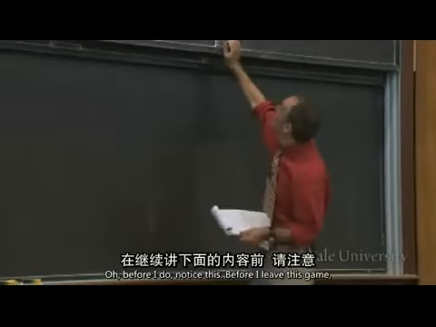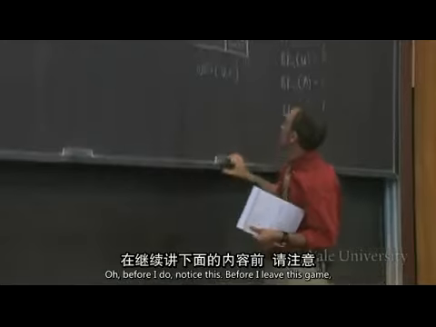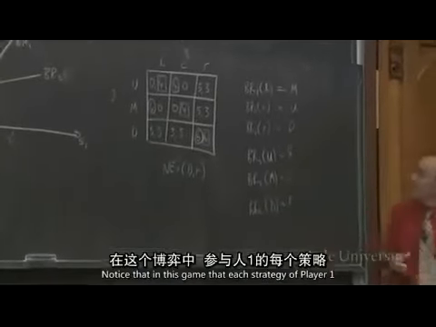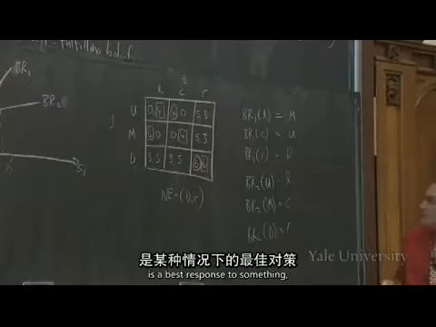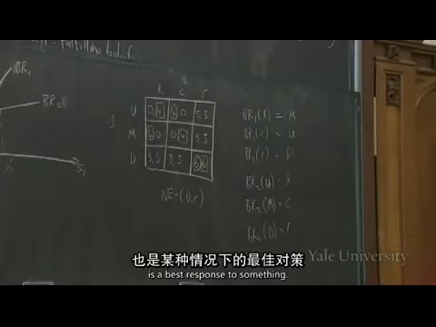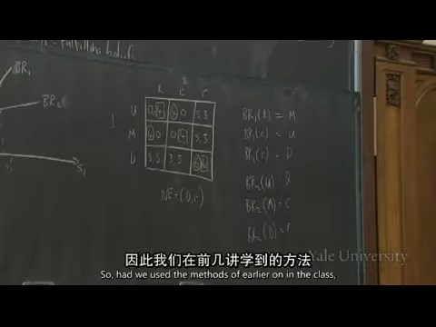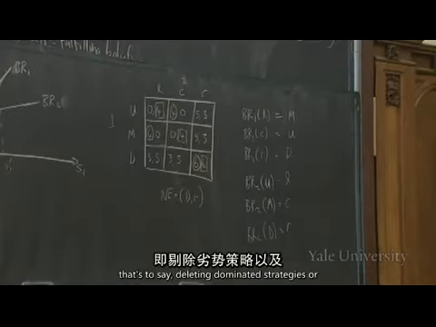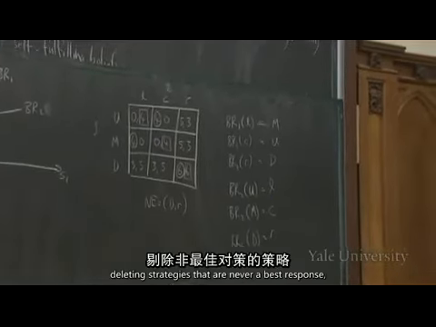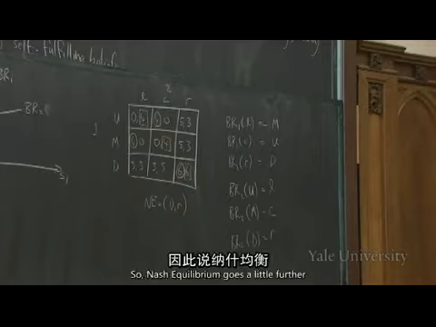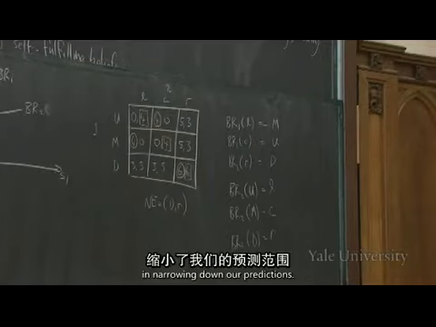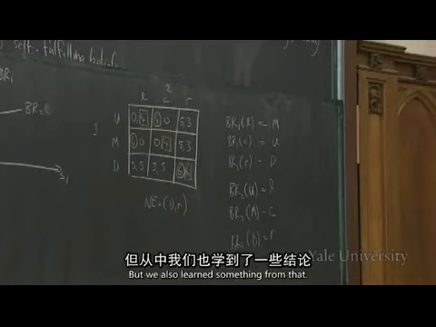Oh, before I do, before I leave this game, I just make one other remark. Notice that in this game each strategy of player 1 is a best response to something, and each strategy of player 2 is a best response to something. So had we used the methods of earlier on in the class, that's to say deleting dominated strategies, or deleting strategies that are never a best response, we'd have got nowhere in this game. All right? So Nash equilibrium has got us a little further in narrowing down our predictions. But we also learned something from that.